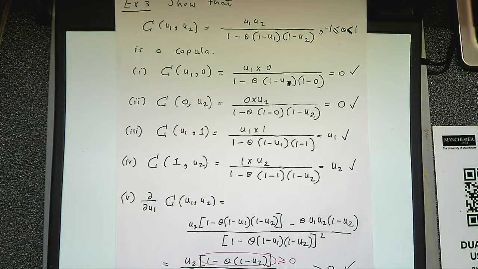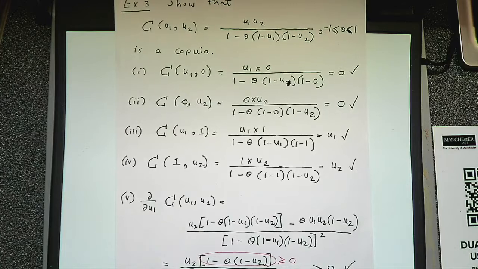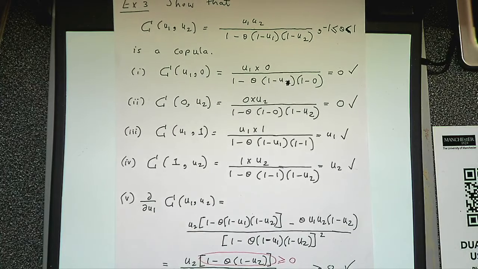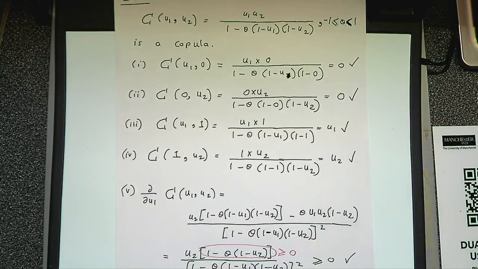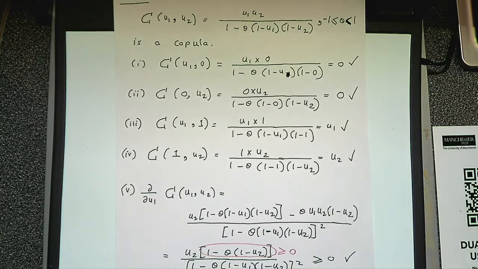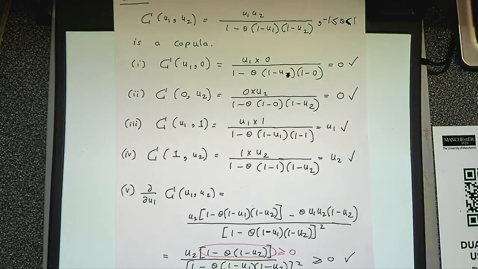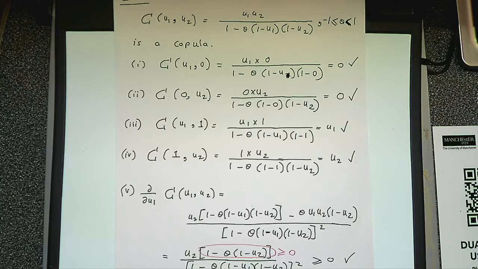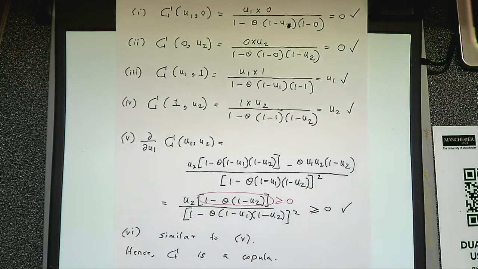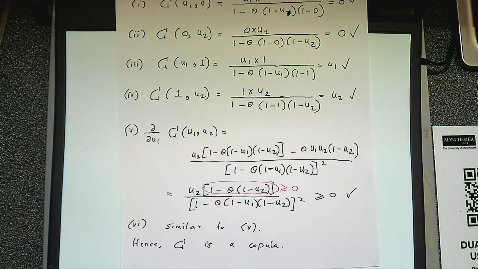And 6 is similar. I'm running out of time. Similar to part 5. So hence C is a copula. Alright guys, sorry. So did you follow this? Yeah? Okay.